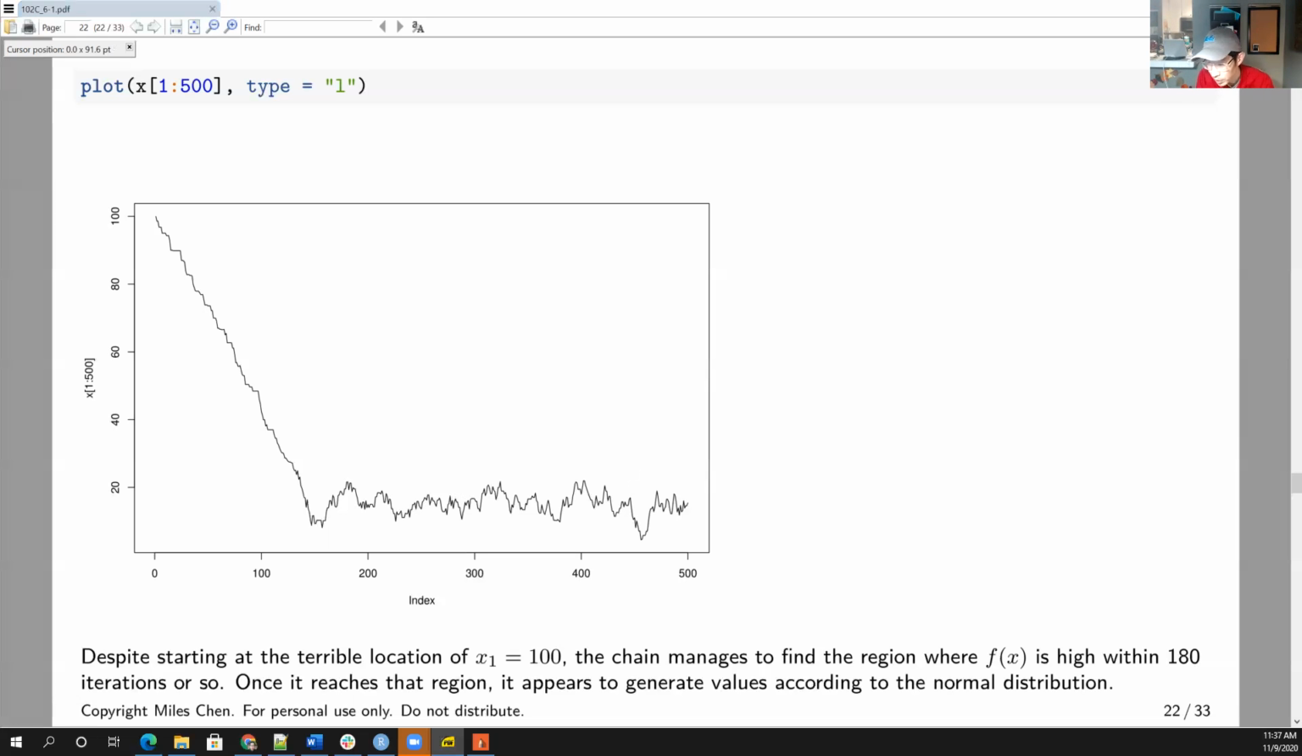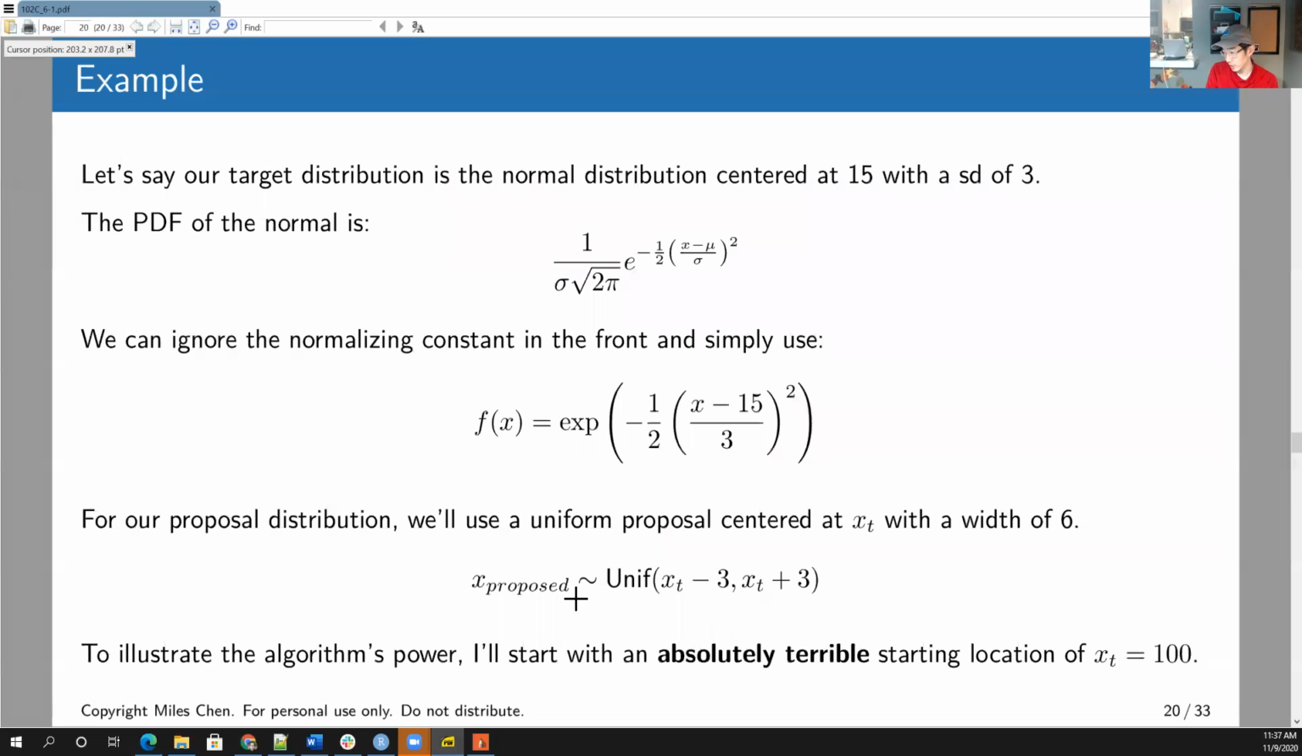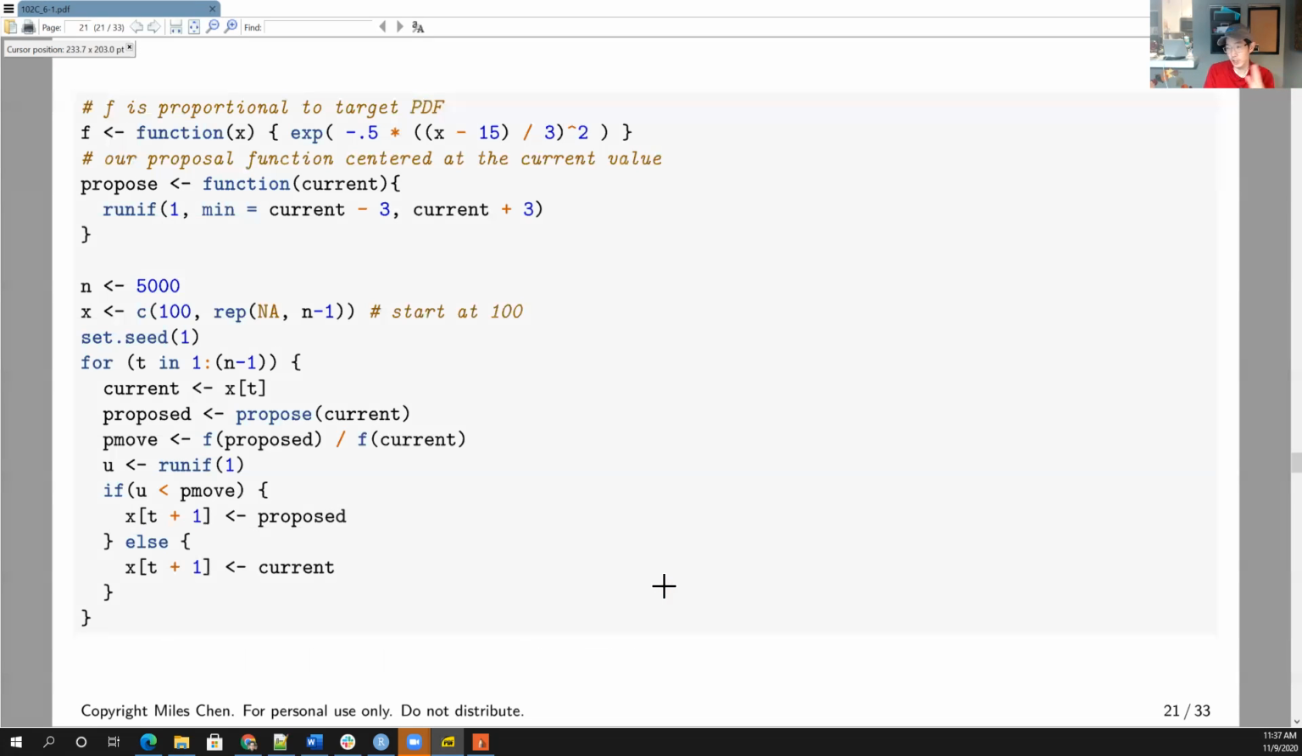It says, what does the propose function here propose again? So what it does, the propose function proposes a value. It proposes the x proposed, okay? It takes your current value, x at time t, and it's gonna generate a value somewhere between 3 above and 3 less. So if your current value is 100, it's gonna propose a value somewhere between 97 and 103, okay?